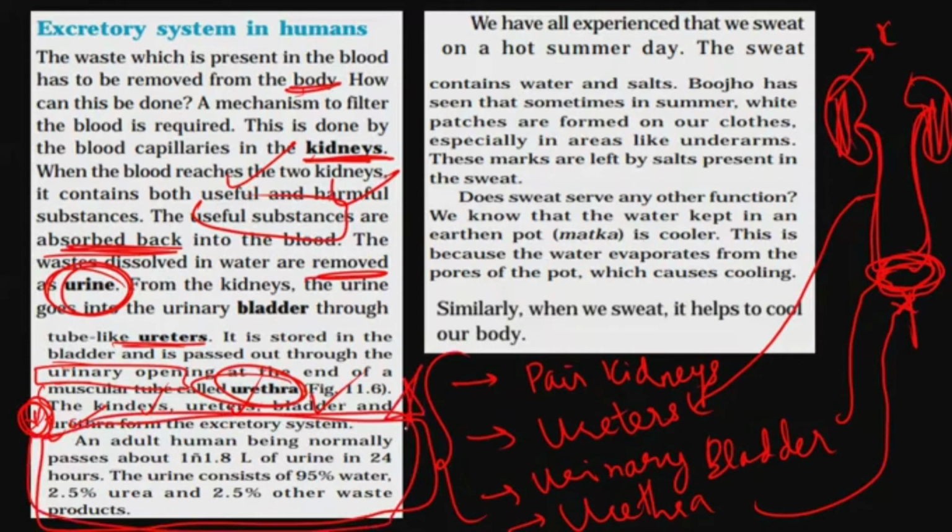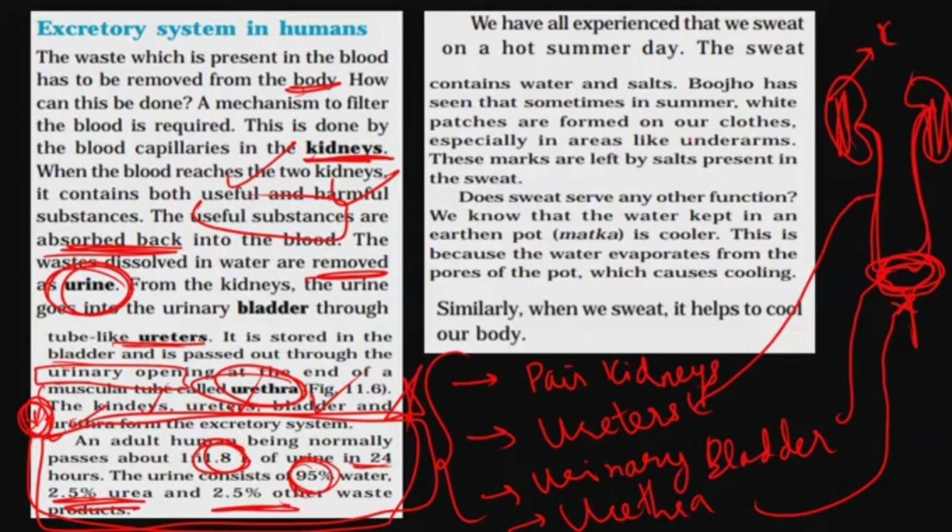So in biology, almost every sentence, almost every fact that is given is important and can come as an MCQ. So be very thorough. So 1.8 liters of urine is passed in a day, 24 hours. And urine is 95% water. Yes, it is 95% water, 2.5% urea, and 2.5% other waste products. Why urea? I will tell you soon.